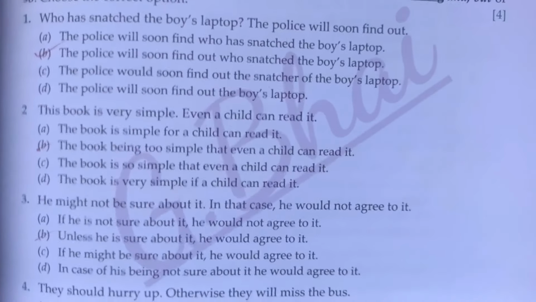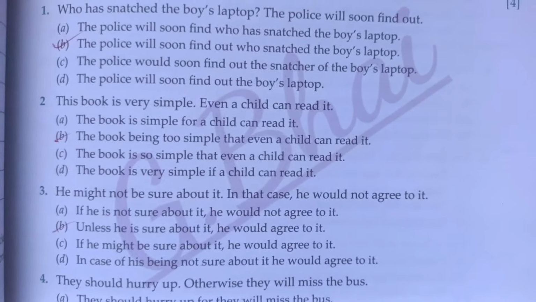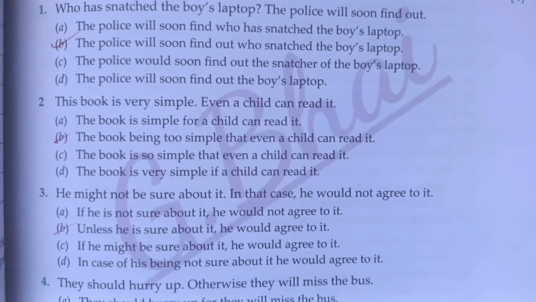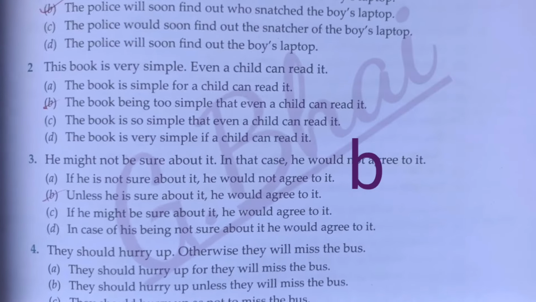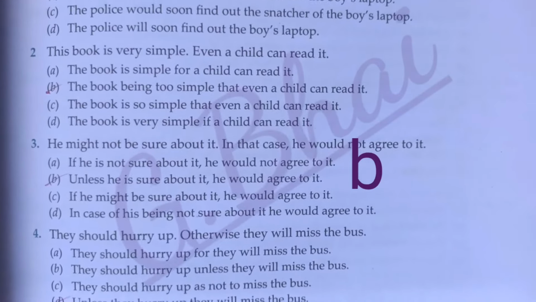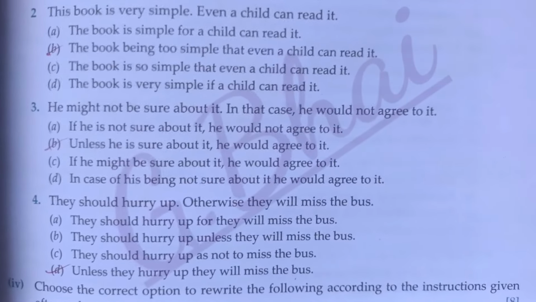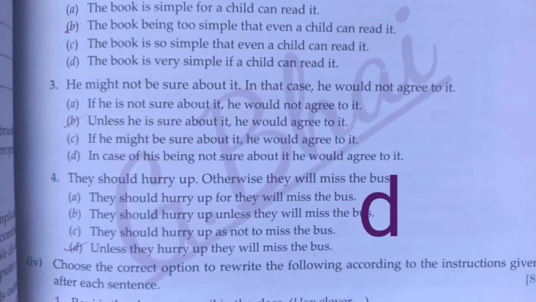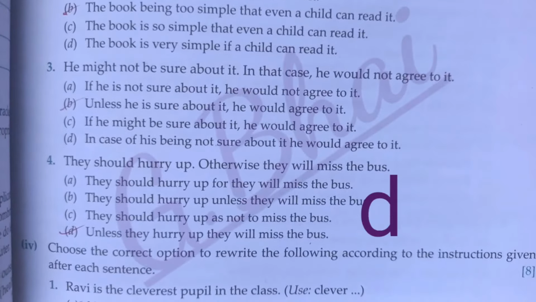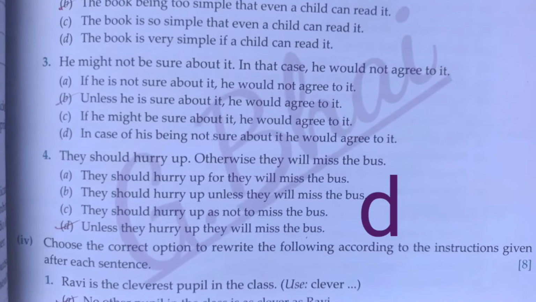Number 3, he might not be sure about it. In that case, he would not agree to it. So here option B is correct. Unless he is sure about it, he would agree to it. Number 4, they should hurry up, otherwise they will miss the bus. So here option D is correct. Unless they hurry up, they will miss the bus.